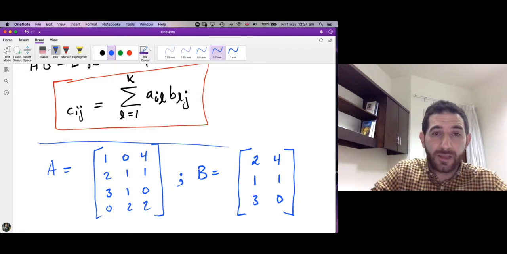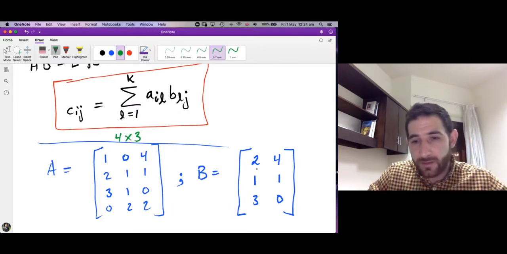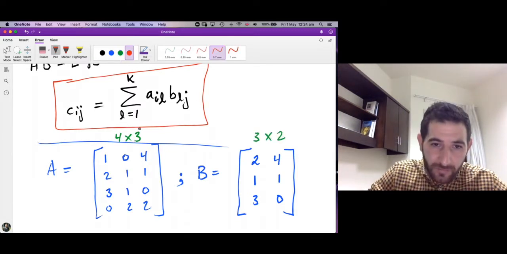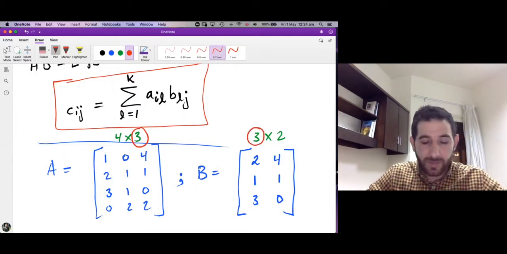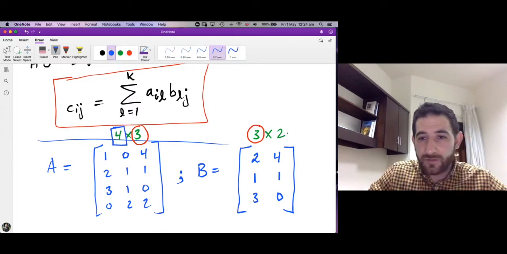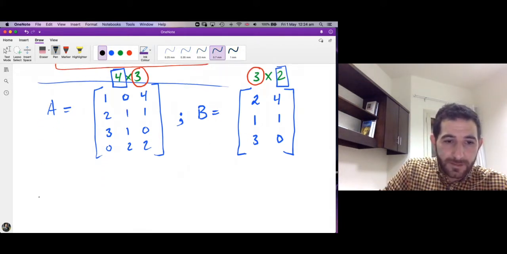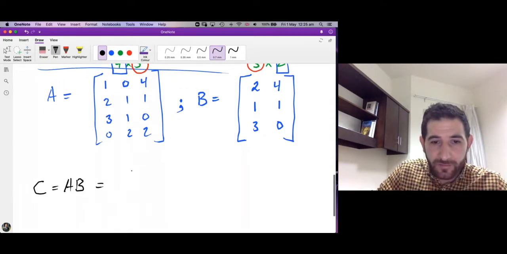Let's first check if we can multiply them. What is the dimension of this one? Okay, it's 4 rows times 3 columns, so this is 4 by 3, and this has 3 rows and 2 columns, so this is 3 by 2. Since the number of columns of the first one is equal to the number of rows of the second one, then we can multiply, and we expect the product to be of dimension 4 by 2. Okay, so C, which is equal to A times B, will have 4 rows and 2 columns.